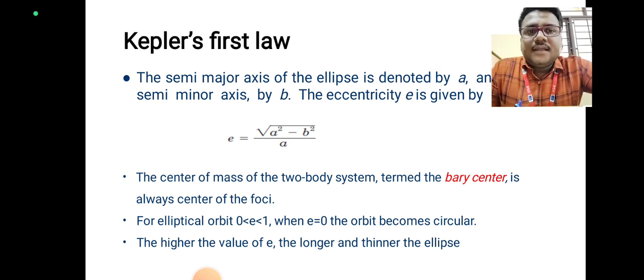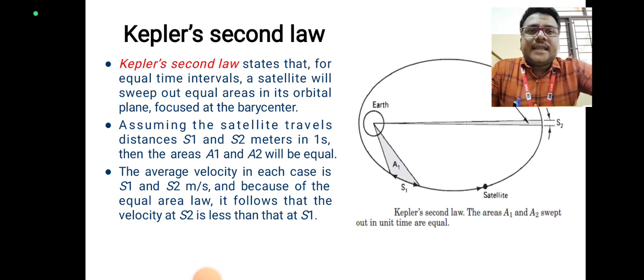Based on the value of eccentricity, we can decide which type of orbit the satellite is in. For example, if the value of eccentricity is equal to 0, then the orbit is circular. When the eccentricity value lies between 0 and 1, it is an elliptical orbit. If the value of e is very high, then the shape of the ellipse will be very long and thin.